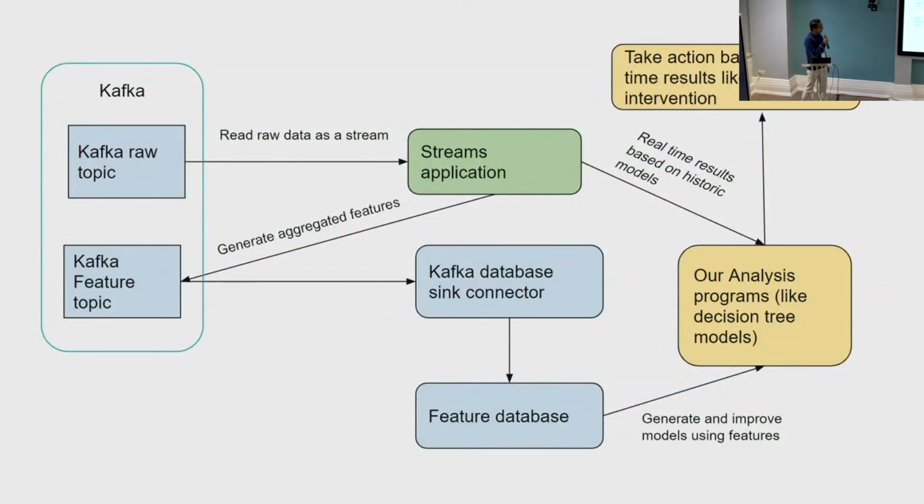So going to the architecture, this is a very high-level overview of what we have. Kafka, everyone has talked about that, right? This is the backbone of RADAR-base. That's a real-time message broker, so all the data goes through Kafka. We have a raw topic where the raw data is coming in. The raw data is read by a streams application that generates aggregated features and then puts them back in Kafka in a feature topic. From that feature topic, a database sync connector syncs the data into a feature database. From that feature database, our analysis programs, like decision tree models or anything, can read that and run real-time analysis on that database, or build the models in real time as well. And then the stream application can also query the built model and run real-time inference. And then we can take action based on that. This was a high-level overview.